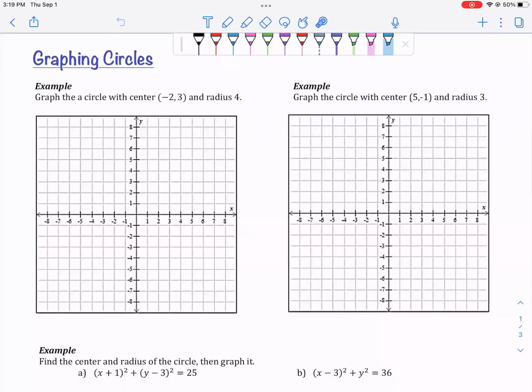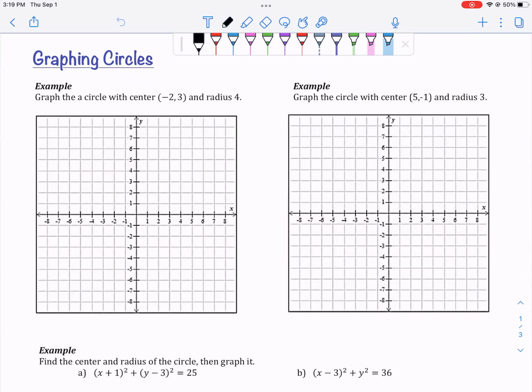So now we've talked about the standard form of a circle. We've talked about the general form of the circle. It's time for us to talk about graphing circles. So let's graph some circles. This will be a lot of fun. All right. So starting here at this first example, graph a circle with the center -2, 3, and radius 4.